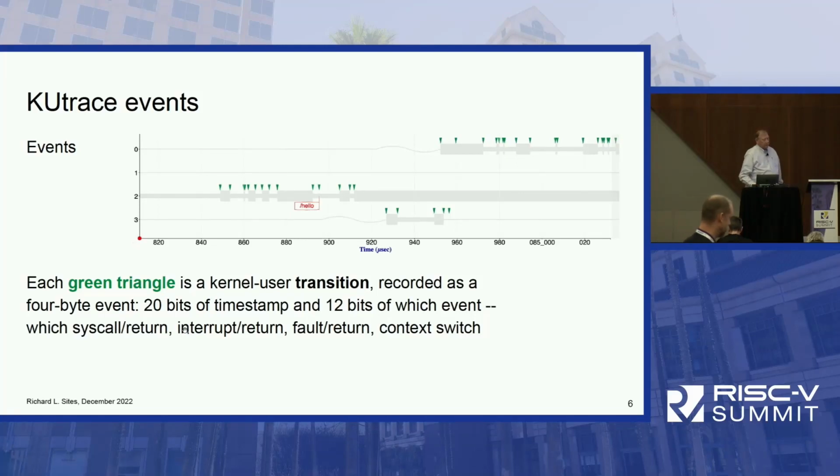This is an example of the events that are recorded. There are 4 CPUs here, 0, 1, 2, 3. And this timeline shows the transition of doing a system call, returning from it, and doing another one, overlapped, returning from that system call. So all of these little green triangles are the events. There are not very many of them. And they're 32 bits each. There are 20 bits of timestamp and 12 bits of which event, which system call, which interrupt, etc.